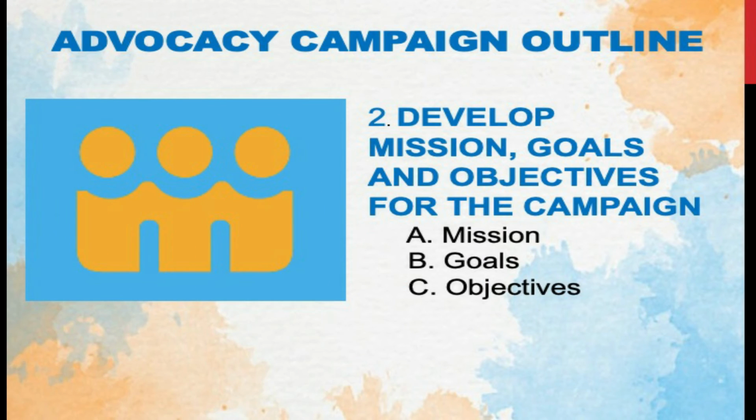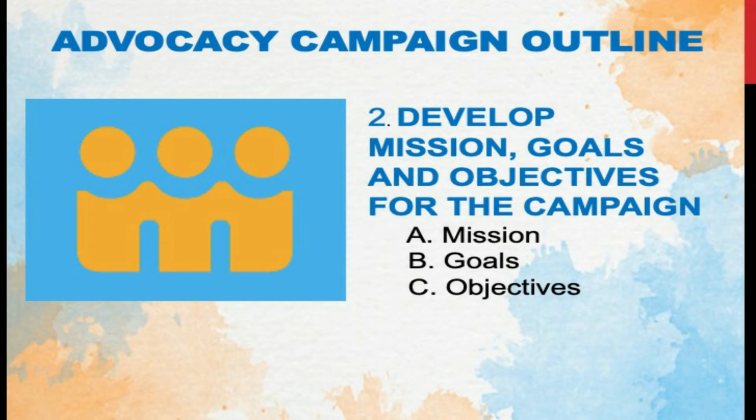What you will do next is to develop the mission, goals, and objectives for the campaign. When we say mission, the mission statement tells what the campaign is about. It is a broad statement which provides a general direction for the organization or task group's work. Example, what the campaign is about. Is it about healthy families, ending hunger, solving a problem in the community? What particular problem is that? You have to be very specific.